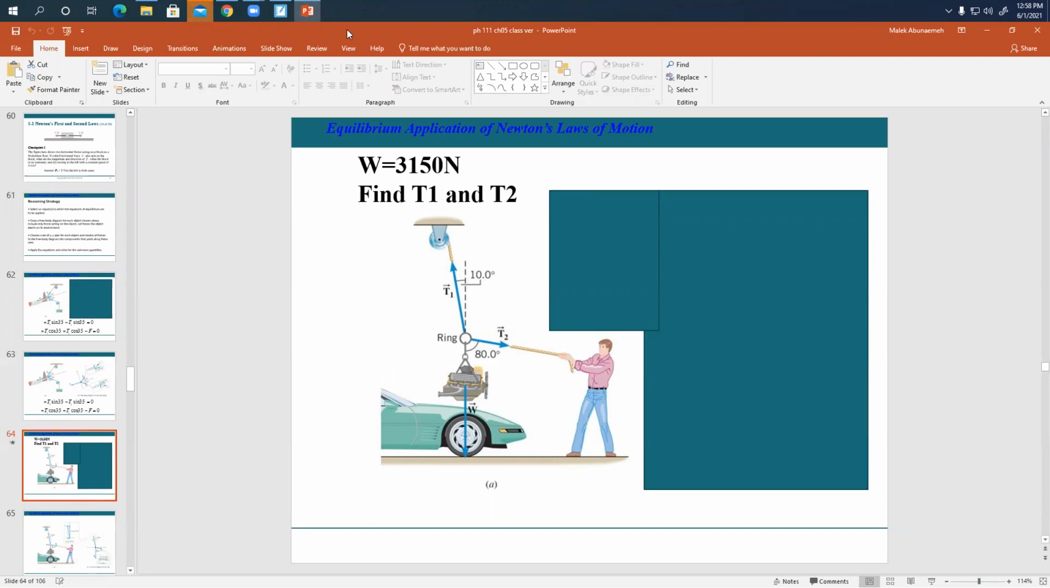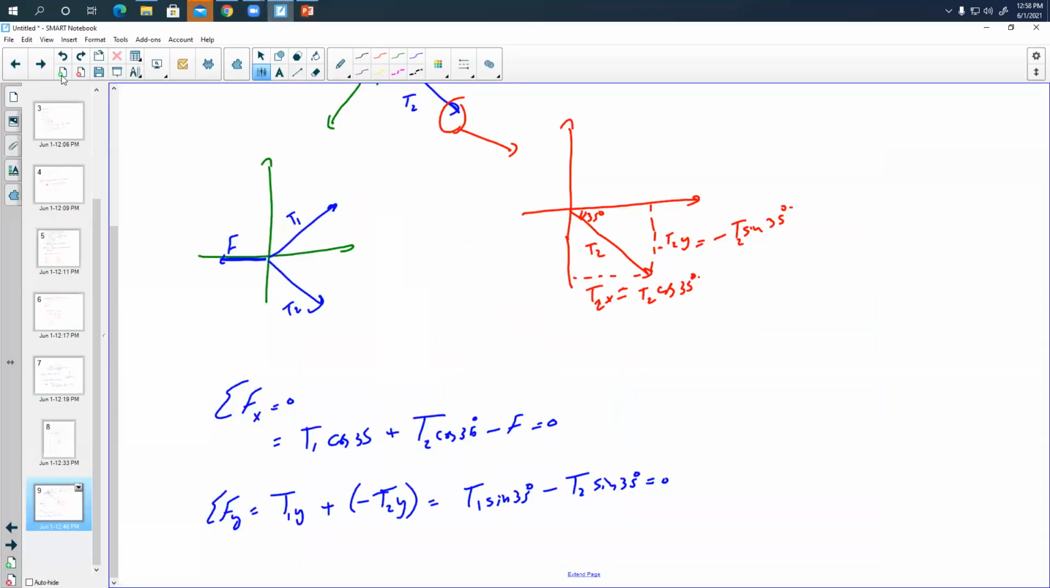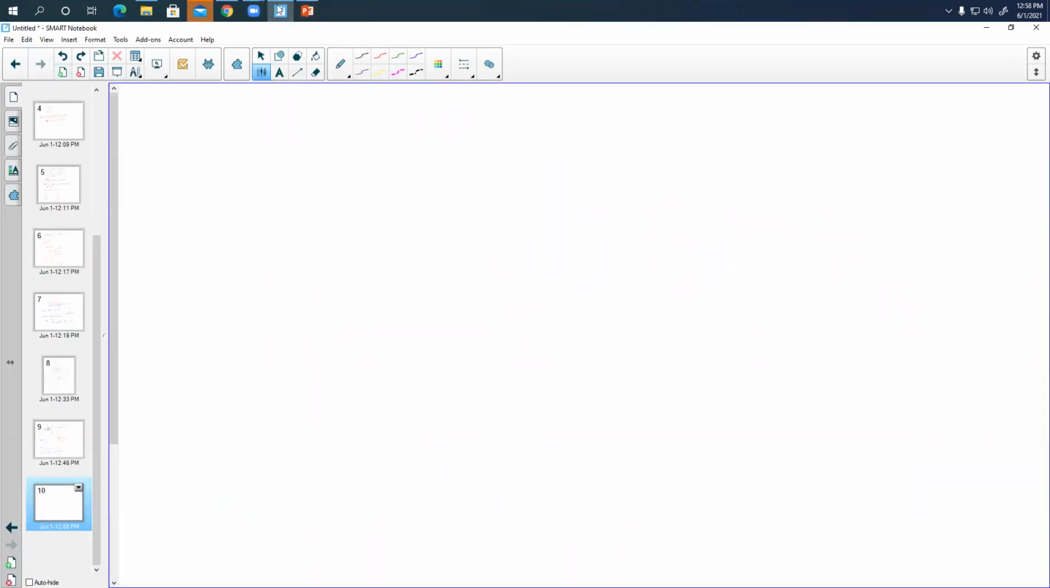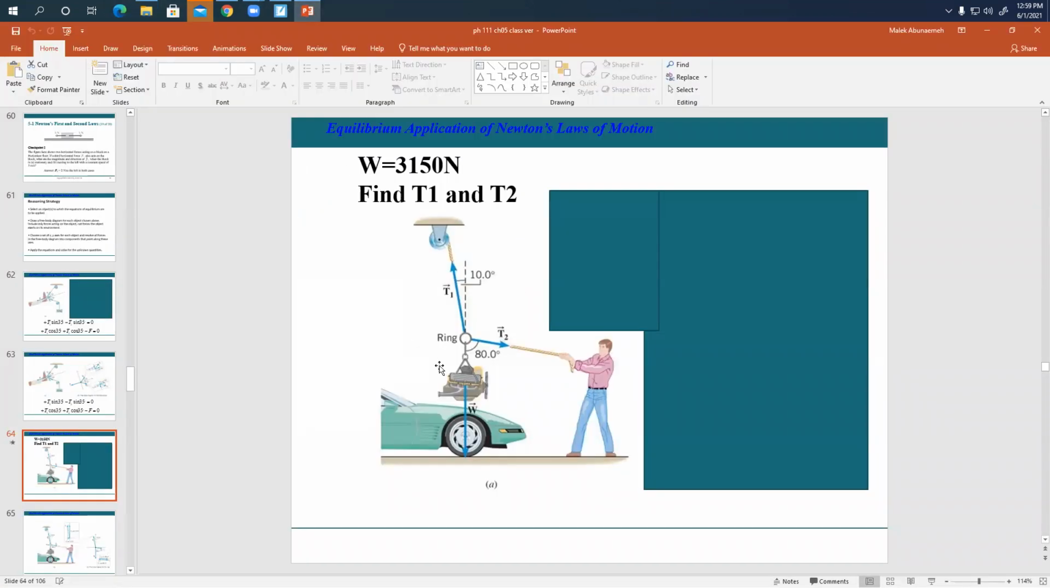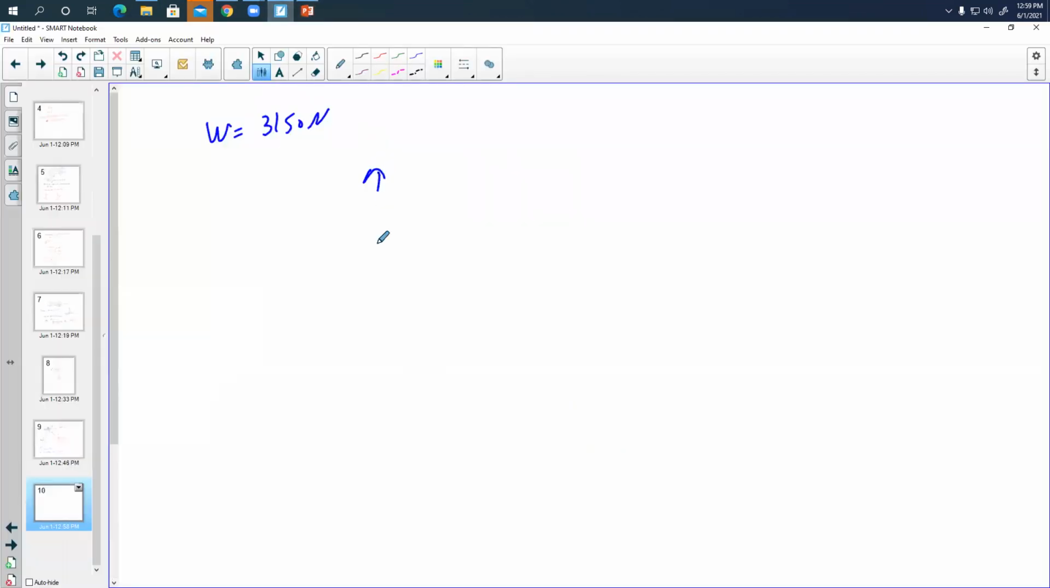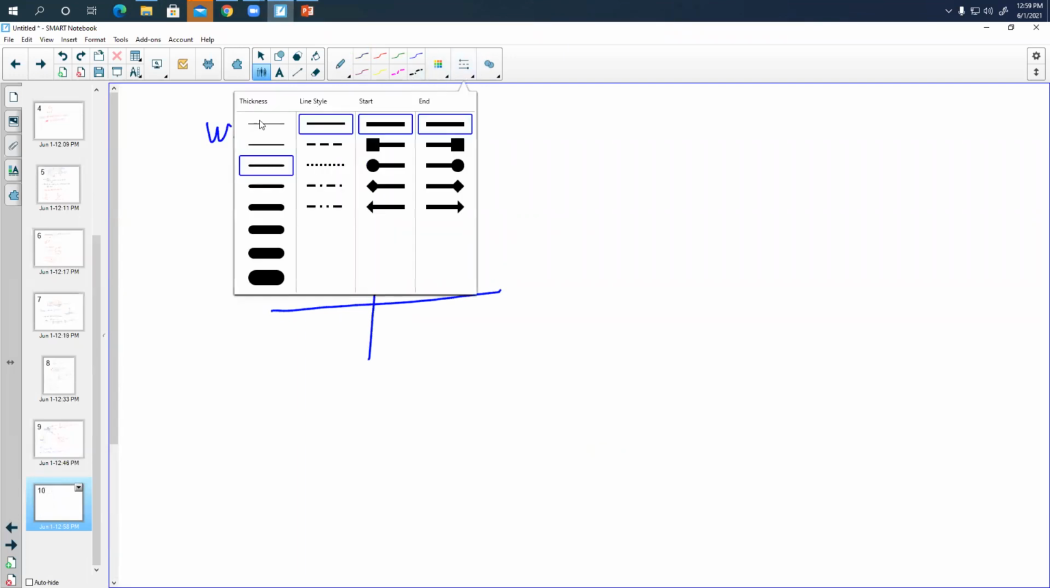So let's say you got this setup over here where the weight is 3150 newtons. You want to find T1 and T2. The first one we just set up the equation. So your weight is 3150 newtons. And you got a car coming out, so this is making 10 degrees, and this is making 80 degrees with T1 and T2. So we're going to actually go ahead and solve this one.